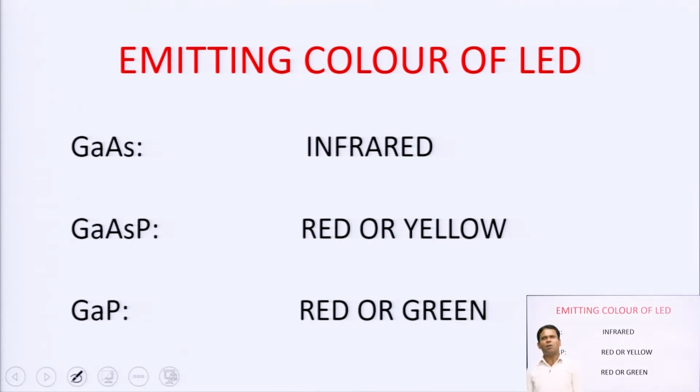Before discussing the working principle of the light emitting diode, these are the three types of material used to make an LED. Gallium arsenide is used to radiate infrared, and you know where infrared LEDs are used, especially in a remote. Then gallium arsenide phosphide, GaAsP, gives red or yellow, and gallium phosphide gives red or green.